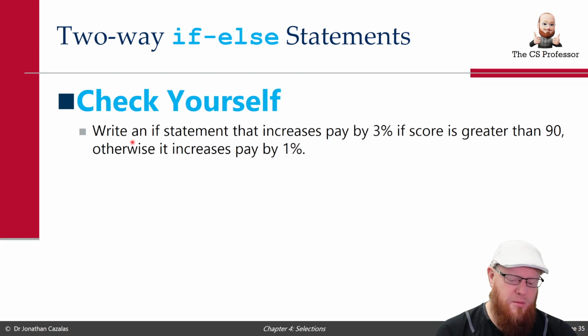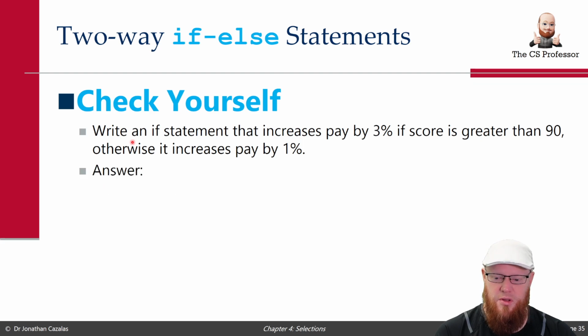Meaning, imagine you're an employee and there's an exam that you have to take, and if you score greater than 90, pay will increase, your salary will increase 3%. Otherwise, you still get a 1% increase. Not very much, but you get a 1% increase regardless. So pause the video and see what you come up with. And now I'm going to go ahead and show you an answer.